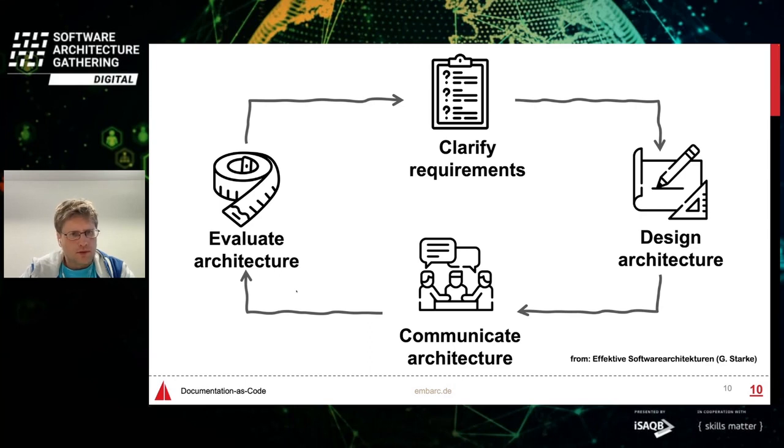In this short workflow you have to clarify your requirements. Then there's a phase to design the architecture. Then there's a communication part. You have to communicate everything about your system structure and your decisions to all the stakeholders of your project. Then there could also be an evaluation, a review of your architecture, and then you start again, because most of the time we work in an agile context, incrementally and iteratively.